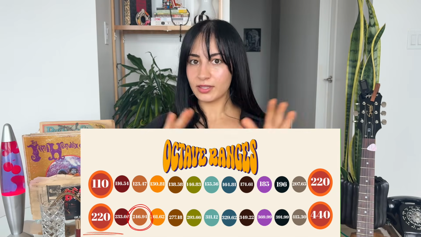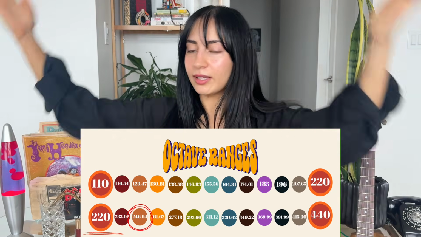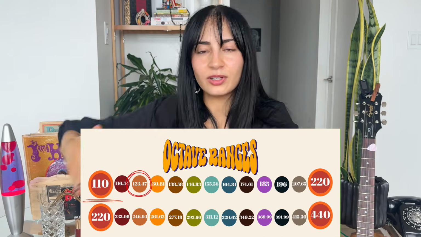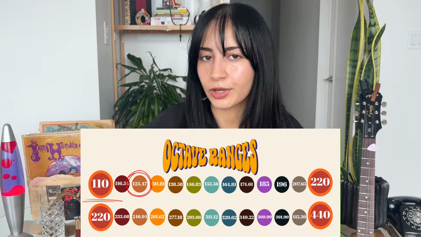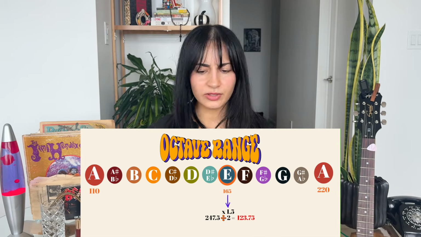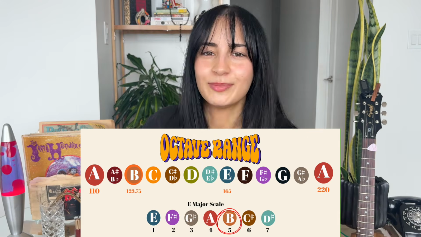So what we need to do in this case is octave reduction, which is the process of bringing this 247.5 frequency down to the octave that we are currently working in. It's very simple, don't worry about it. All you have to do is divide it by 2. 247.5 divided by 2, we get 123.75. And so that's the B note frequency of the octave that we're in.